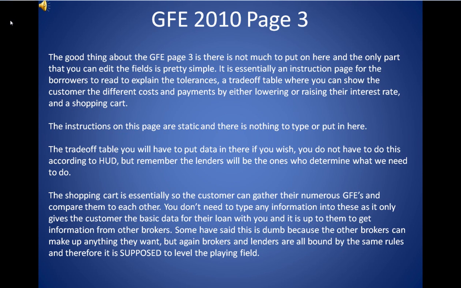The next thing is a trade-off table. I'll go over this in the next couple slides. The third thing is a shopping cart. This is information that the borrower can collect from other brokers or lenders and compare them to the good faith that you have delivered.